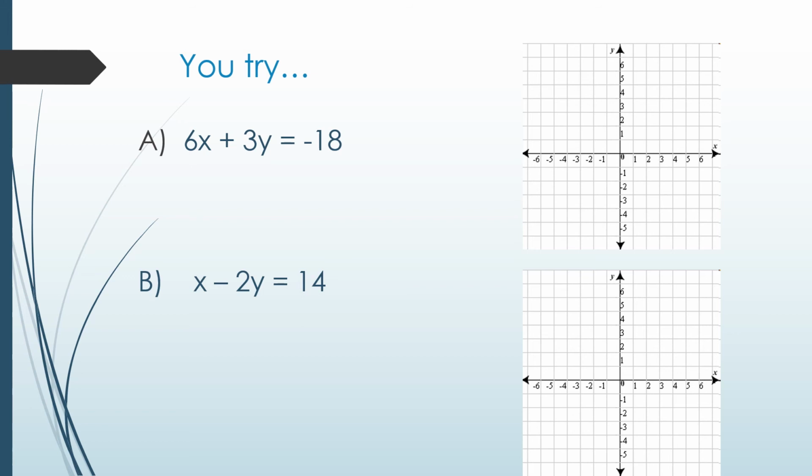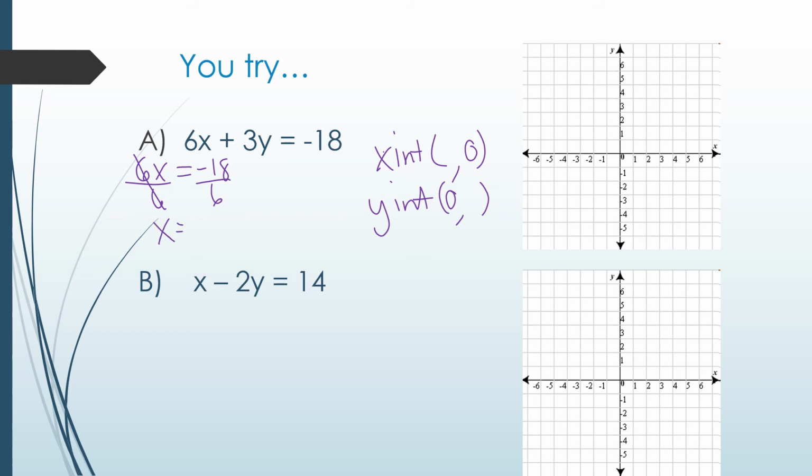All right, so if you pause the video and now you're coming back to find out what the answers are here, if I'm finding the x-intercept here, remember that means there's going to be a number for x, but it's going to be 0 for y. And if I'm finding the y-intercept, it's going to be 0 for x, and then I will have a number for y. So for the x-intercept, I would have 6x. That 3y isn't going to mean anything, so that equals -18. So I divide by 6, and I get x equals -3.